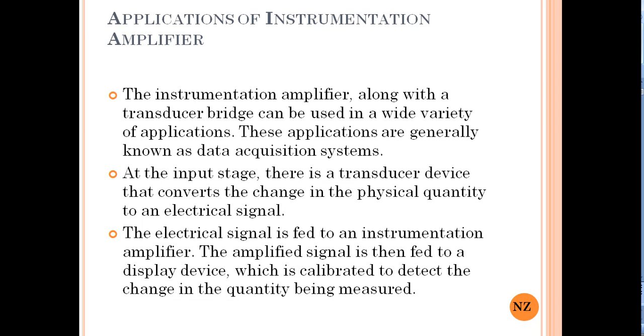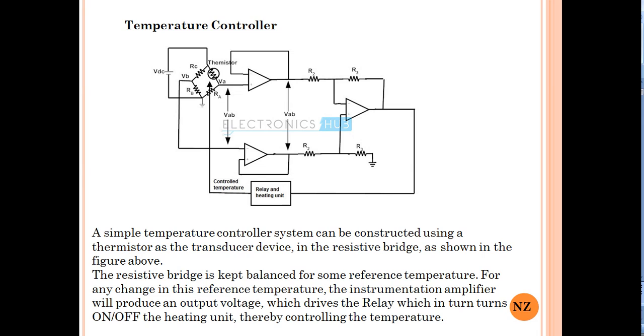So let us see some examples and applications. The very first application we are studying is the temperature controller. As you can see in this figure, you have a transducer bridge, which makes use of a thermistor. At the next stage you have an amplifier, which forms an instrumentation amplifier. These are the first two non-inverting amplifiers. Then this is the difference amplifier, and its output will be given to the relay or heating unit, which in turn will control the temperature value.